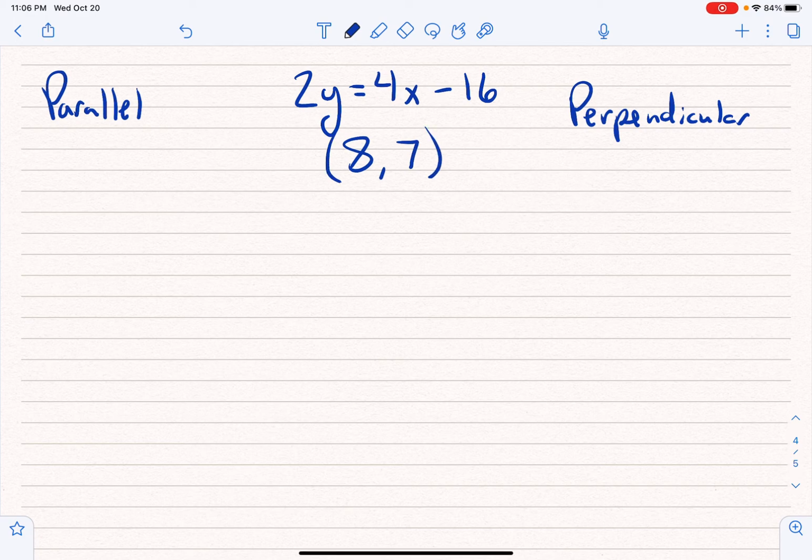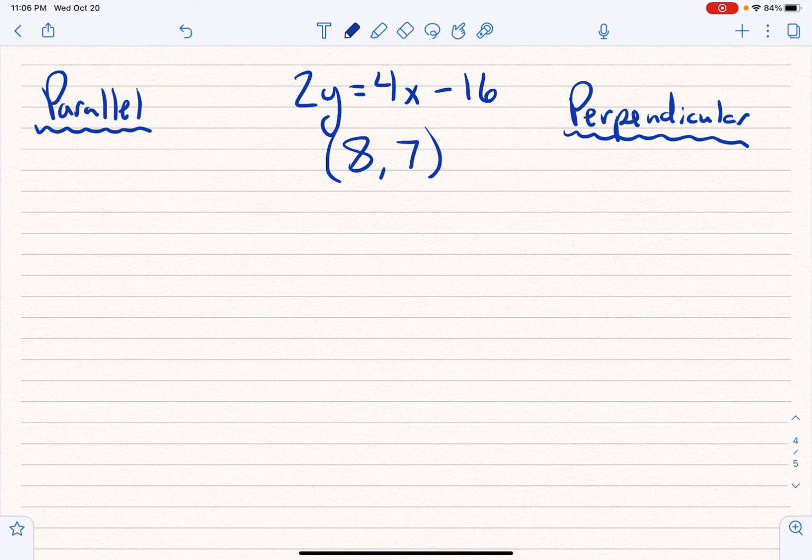Okay, the first one: the equation is 2y equals 4x minus 16. I want you to come up with the line that is parallel to that one but passes through this point, and one that's perpendicular to that one but passes through this point. Realize that you have to put it in slope-intercept form first to be able to identify the slope, which means you have to make it say y equals.